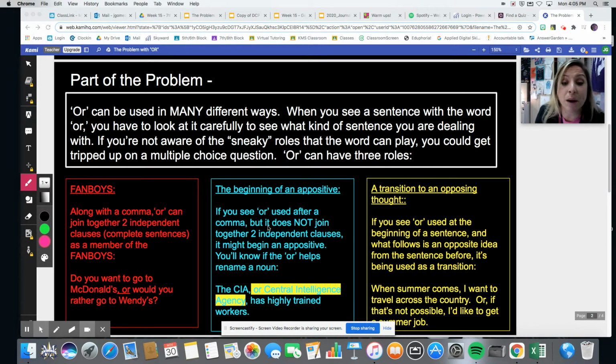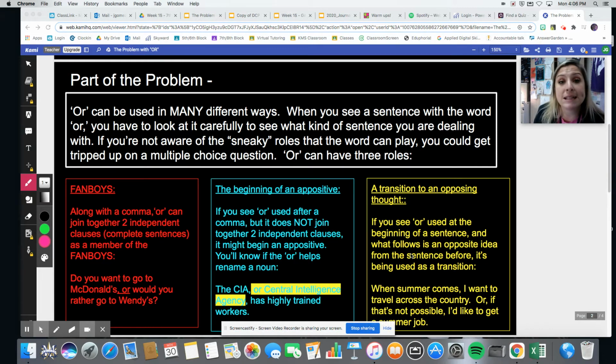Okay, it could also be in an appositive. Remember that appositives are those phrases that are set off by commas that describe the noun. So if you see "or" used after a comma, but it doesn't join together two independent clauses, it's probably in an appositive. You'll know if the "or" helps rename the noun. An example would be, "The CIA, or Central Intelligence Agency, has highly trained workers." This is an appositive because it's describing what the CIA is, using that word "or," and it's set off by two commas. So that is another way you could use the word "or."